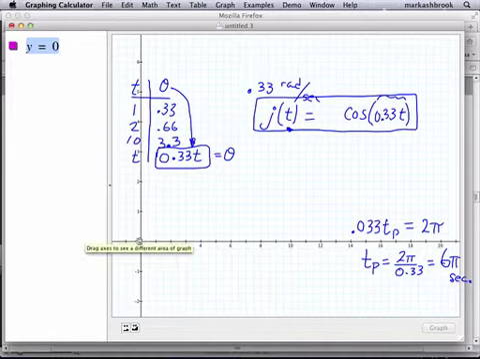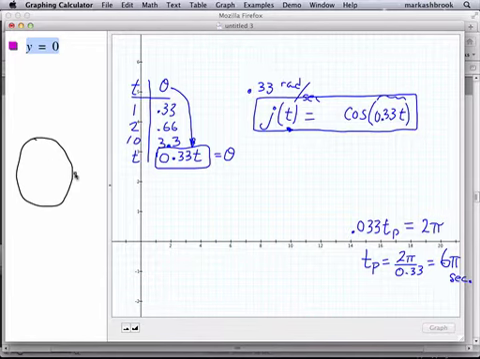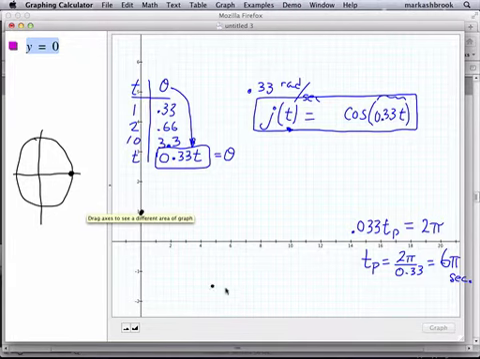That's fine. Okay, so at time equals 0, what did you say the horizontal distance to the right was? Right, 1 radius length. Let me draw just a quick picture here. At time equals 0, we're here, and this is going to give us horizontal distance to the right in radius lengths. So at time equals 0, what's our horizontal distance in radius lengths? 1. So we're going to start right there. Now, this is my time axis here.